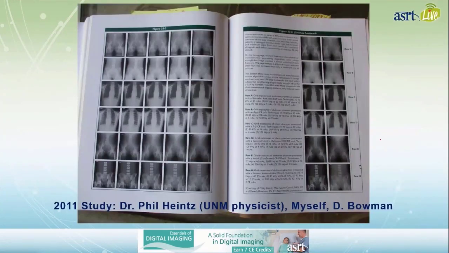So what you need to do, I believe, is something more like the 2011 study that I did with Dr. Phil Hines from the University of New Mexico, and a physicist, and Dennis Bowman, where we studied over 200 images in order to establish the changes that have been caused by digital imaging to two key questions: whether increasing kVp will fog the image, and whether increasing kVp and reducing mAs will result in mottle.